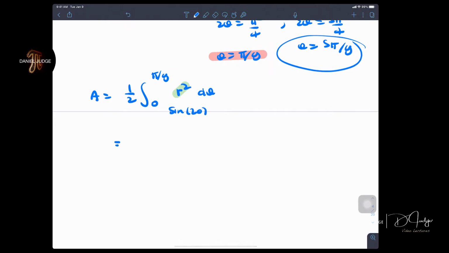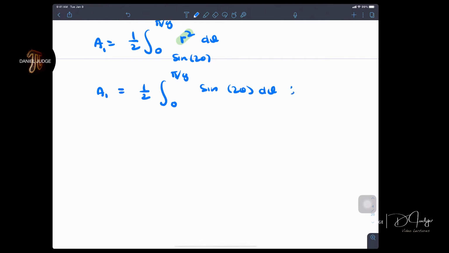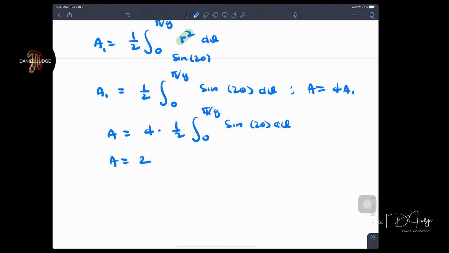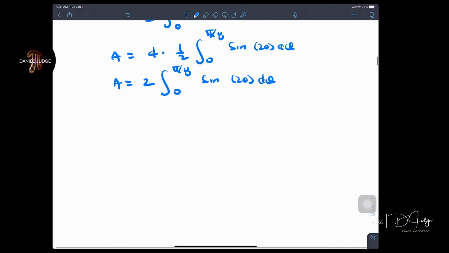sine 2 theta. So this integral becomes 1/2, and this is A1, by the way, from 0 to pi over 8 sine 2 theta d theta. And since area is 4 times A1, then the area will be 4 times that 1/2 integral from 0 to pi over 8 sine 2 theta d theta, or the area is 2 times the integral from 0 to pi over 8 sine 2 theta d theta.